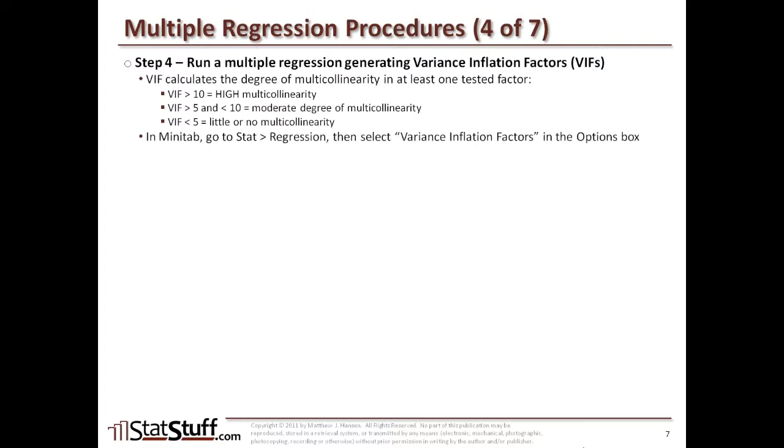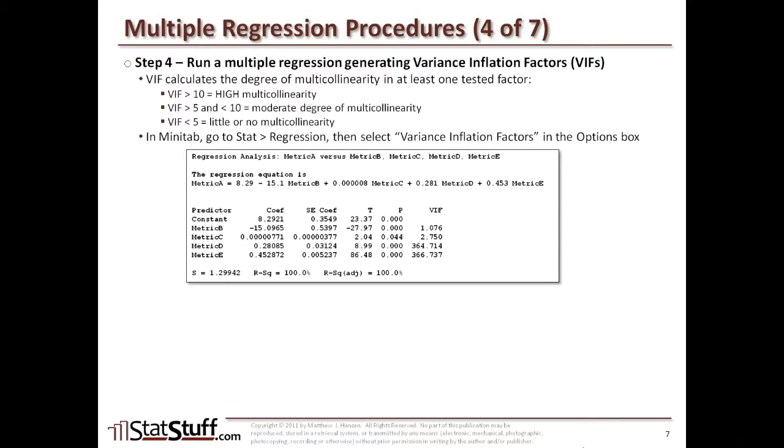If we're running this test again in Minitab, we would go to the Stat menu, select Regression, and in the Options box you would select Variance Inflation Factors in order for those results to be displayed in the Output session window. So here's an example, again, if we run these same metrics that we've been using so far, and this is where we've selected the VIF as part of our options that we want to view, and this is what we're looking for over here.